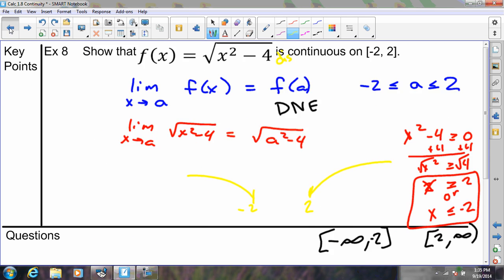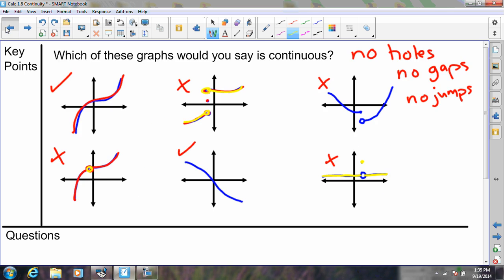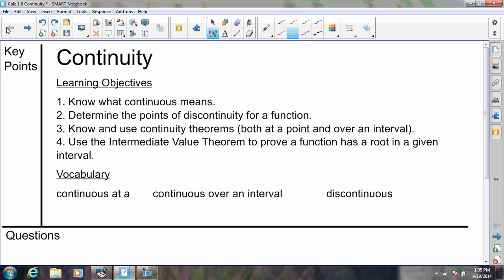So backtracking all the way to the beginning, remember the learning objectives that we had. With regard to continuity, you should know what continuity means. No holes, no gaps, no jumps. You should be able to determine the points of discontinuity for a function. A function will be discontinuous if the limit does not approach the function value. If the function value doesn't exist, you obviously can't have the limit approach something that doesn't exist. If the limit doesn't exist, it can't approach a function value if the limit just goes off plus, minus, or has some sort of a gap.